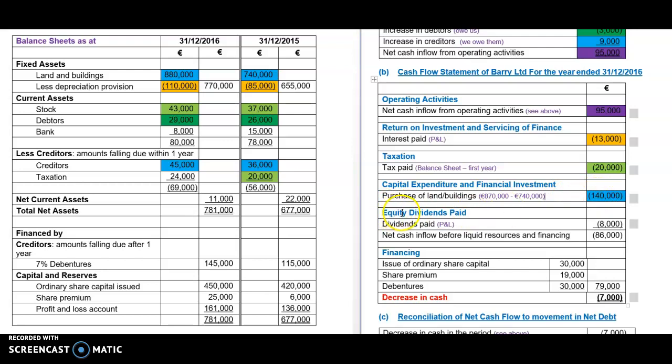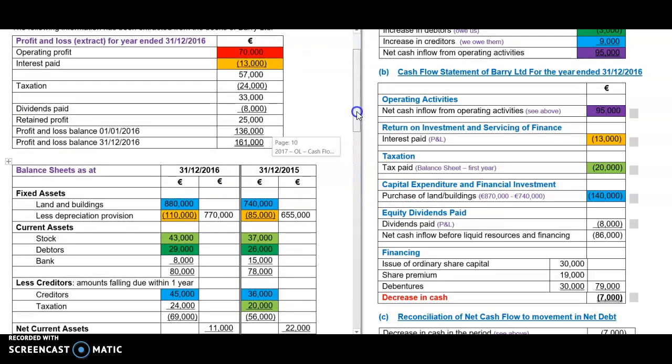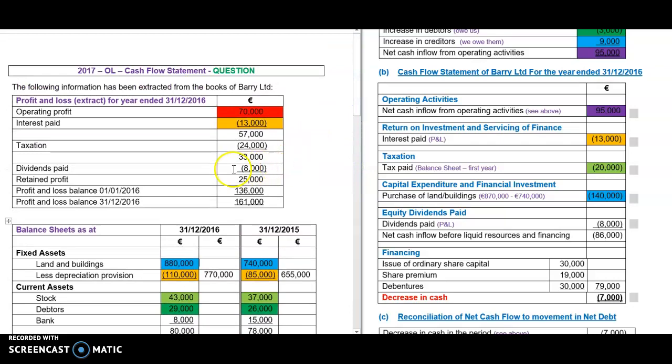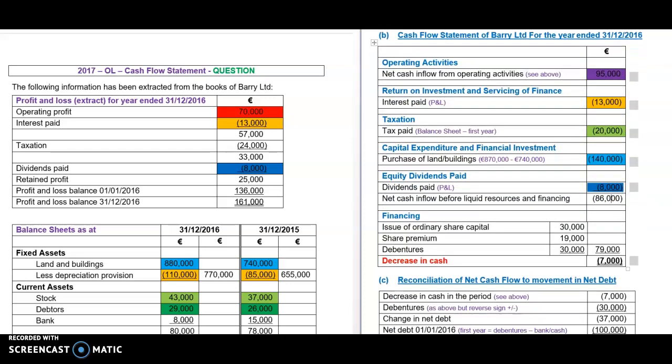Our next heading is equity dividends paid. So we go to our profit and loss extract, and in this question it is €8,000. Again, dividends paid, money leaving the business, it's an outflow of cash, so it's a minus figure. So our next calculation is the net cash inflow before liquid resources and financing, and you can see it's €86,000. So I got that figure by doing addition on all the figures above.